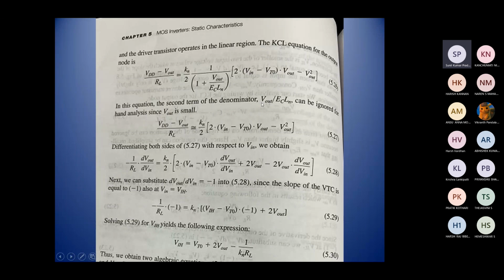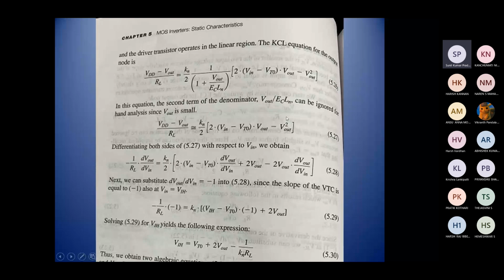Similarly, here this Vout divided by ECLN can be ignored because Vout is very small, the output voltage is small. So if you rearrange this equation, it comes out to be VDD minus Vout divided by load resistance equals Kn divided by 2, in the bracket, 2 into (Vin minus VT0) into Vout minus Vout square.